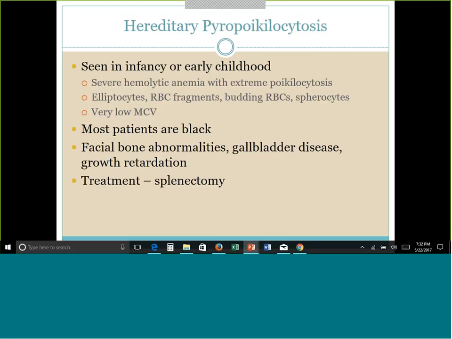All right, hereditary pyropoikilocytosis. Oh, that's a mouthful. Basically, as the name implies, tons of different shapes, odd shapes even, and then the pyro part is referring to heat. So we're going to get into that here, but it's a severe hemolytic anemia with extreme poikilocytosis. So you're going to see elliptocytes, red cell fragments, budding red cells, spherocytes, lots of different things can show up there. Splenectomy is the ideal treatment so that these cells don't get stuck in the spleen.